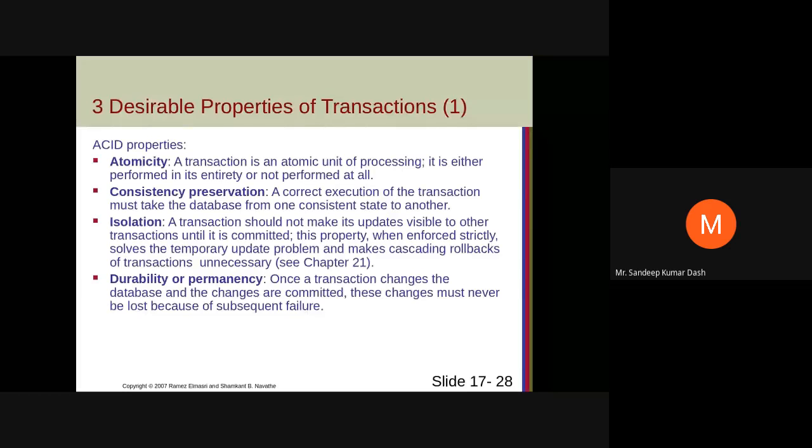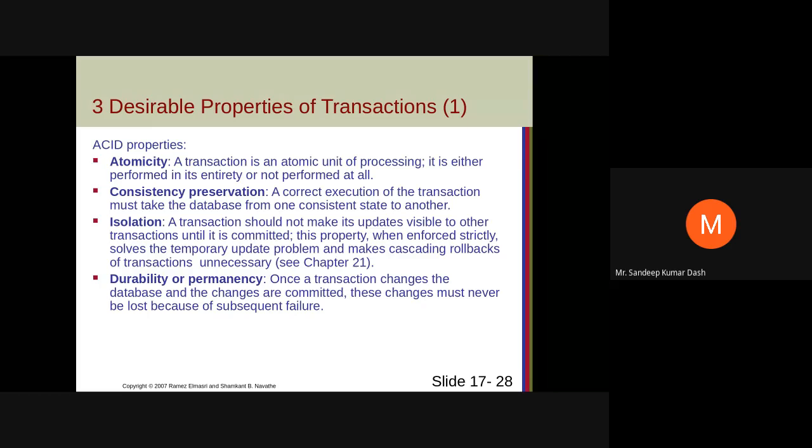It says a transaction is an atomic unit of processing. It is either performed in its entirety or not performed at all. So, atomic unit of processing. What do you mean by atomic unit of processing?